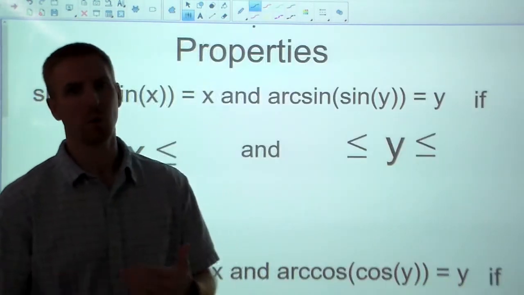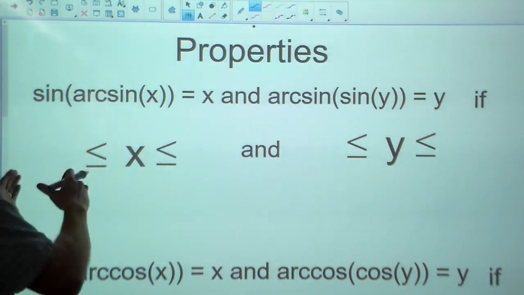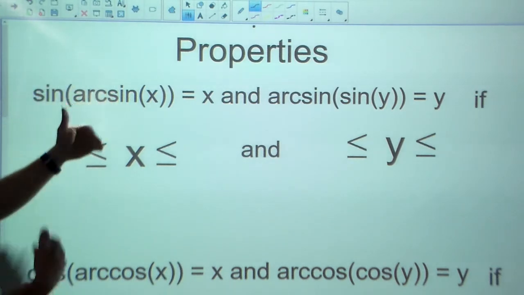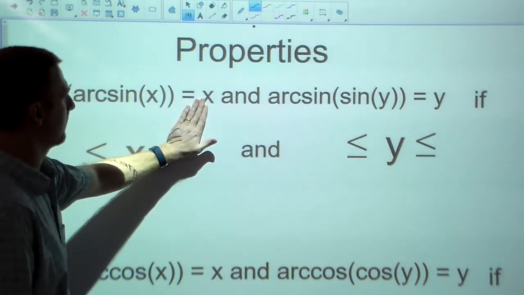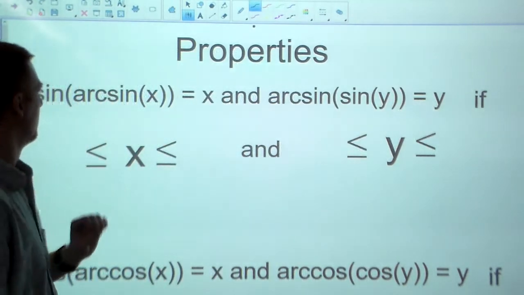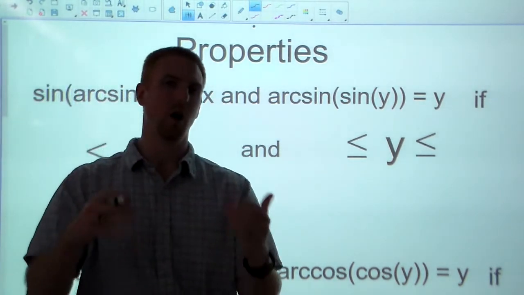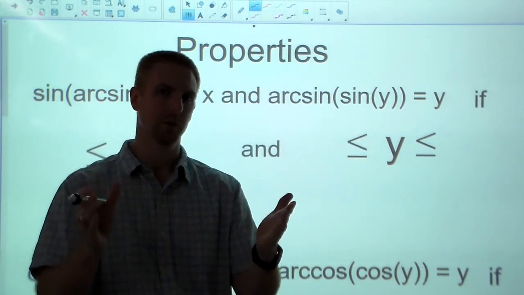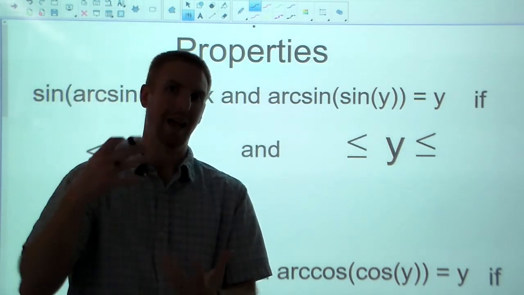Now, here are the formal definitions, the properties, the way the book lists it. So these two scenarios, sine of arc sine and arc sine of sine. Sine of arc sine, it's that function composition idea. You can just nullify those and end up with x. And you can do that, nullify and end up with y, if these conditions are met. So it's really just the normal domain and range for the arc sine function. Remember, domain for arc sine, since it's an inverse, is your trig ratios. The range is the angle.